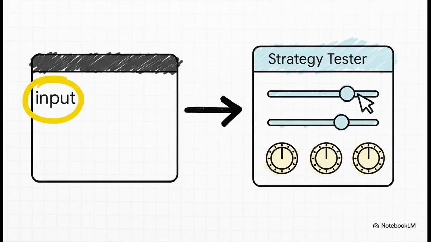So how do you tweak your strategy without having to rewrite your code every 5 minutes? The magic is in something called input variables. Just by adding the word input in front of a variable in your code, like your moving average setting, you make it accessible from the outside. It basically becomes a setting you can play with in the strategy tester.